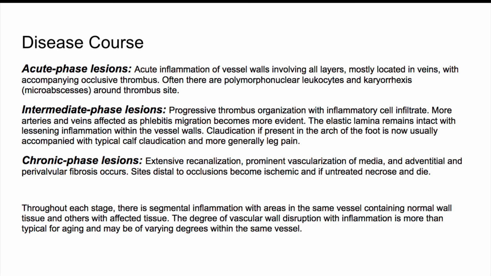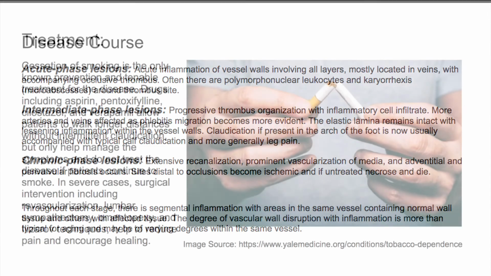And then the chronic phase lesions are characterized by extensive recanalization, prominent vascularization of media, and adventitial and perivascular fibrosis. And then sites distal to the occlusions become ischemic, and if untreated, necrose and die. Throughout each stage, there's segmental inflammation with areas in the same vessel containing normal wall tissue and others with affected tissue. And the degree of vascular wall distribution with inflammation is more than typical for aging and may be of varying degrees within the same vessel.